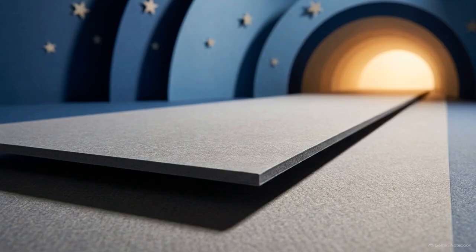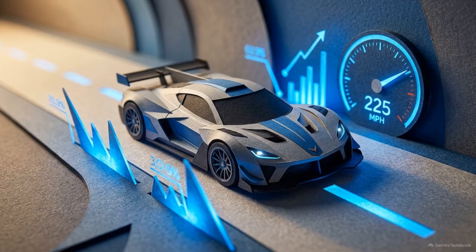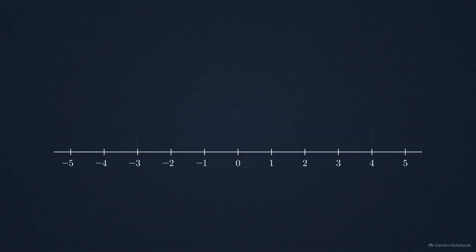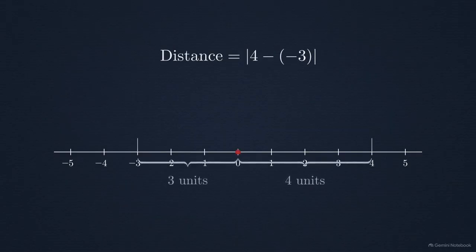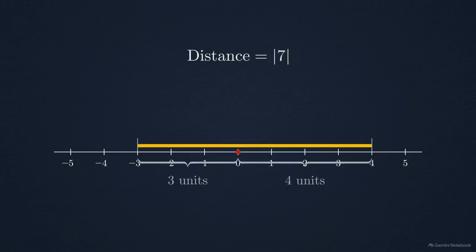Having an address for every point ensures the road has no gaps. Calculus relies on this completeness to track movement. Without a continuous path, you couldn't accurately calculate the exact speed of an object at a single moment in time. To find the distance between any 2 houses, you subtract their addresses and take the absolute value. By calculating the absolute value of 4 minus -3, we find a physical distance of 7 units.